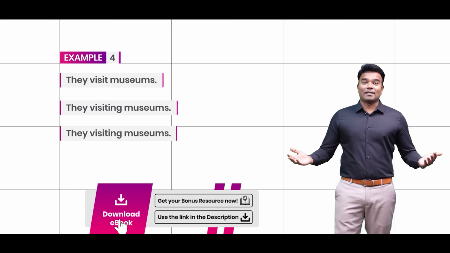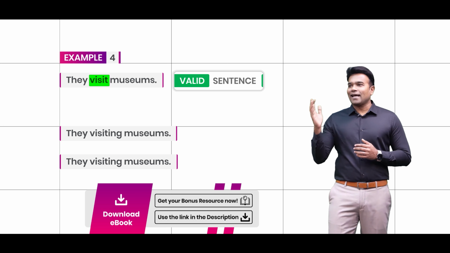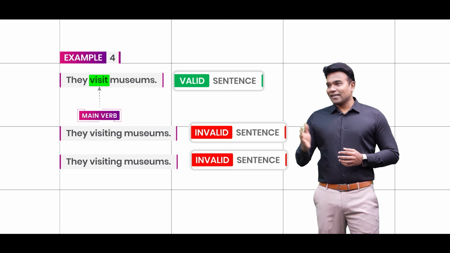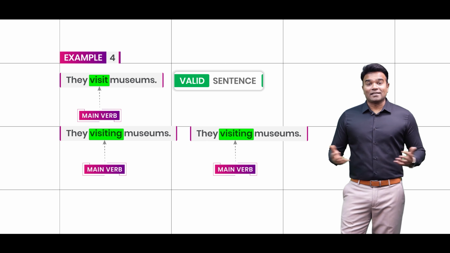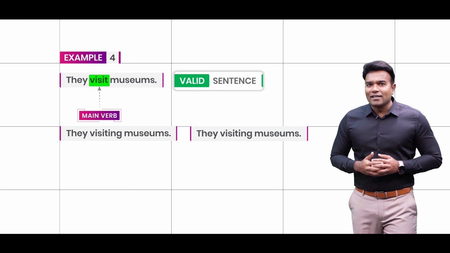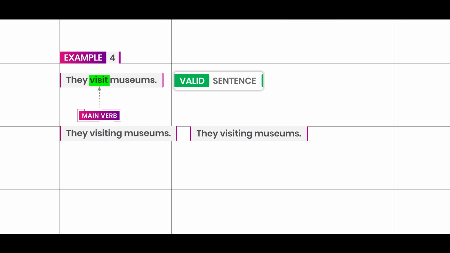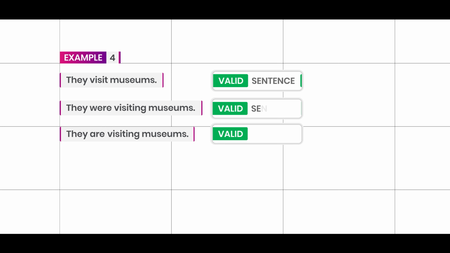Obviously, the first sentence is a valid sentence with visit being the main action and hence is categorized as the main verb. But then the second and the third sentences are obviously invalid. No doubt, visiting happens to be the main verb in both of these sentences, but it is not making any sense, and if some sense has to be added to these sentences, then I will have to bring in the auxiliary verbs. Well, I will bring in were as the auxiliary verb here, and I will bring in are as the auxiliary verb here. And now you can notice that the sentences have become valid sentences.